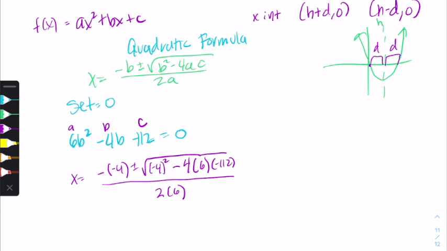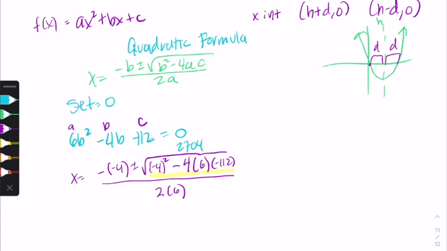So now we just have to know how to solve it. So the first thing that I do is I like to simplify underneath the root. So I put that part that's underneath the root in my calculator. So I don't put the square root in the calculator. I'm just putting the part that's underneath. So negative 4 squared minus 4 times 6 times negative 112. Okay. So that gives us 2704.